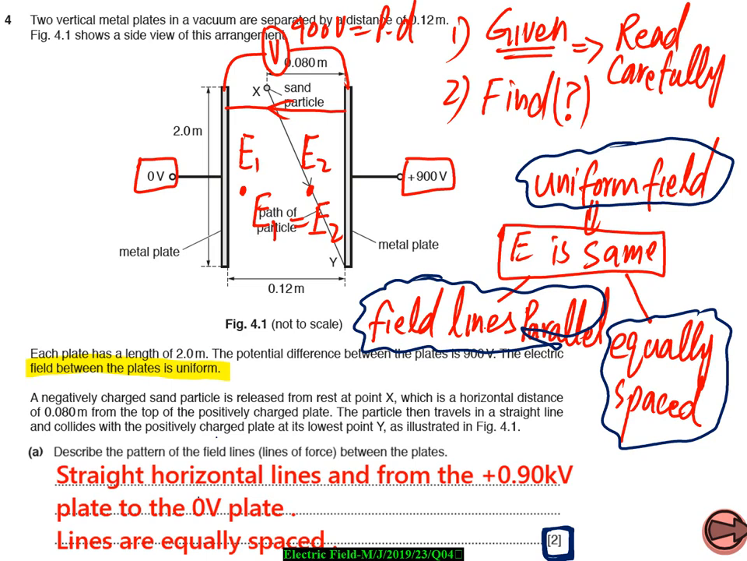He's asking you to describe, so we don't need to draw, but if you want to see the pattern, the field lines have to be like this. They start from the positive plate, from high potential. This is the point you need to understand. Sometimes they can ask you in a different way. The lines always start from high voltage, high potential, and go to low potential, low voltage. We have to be very clear on this.